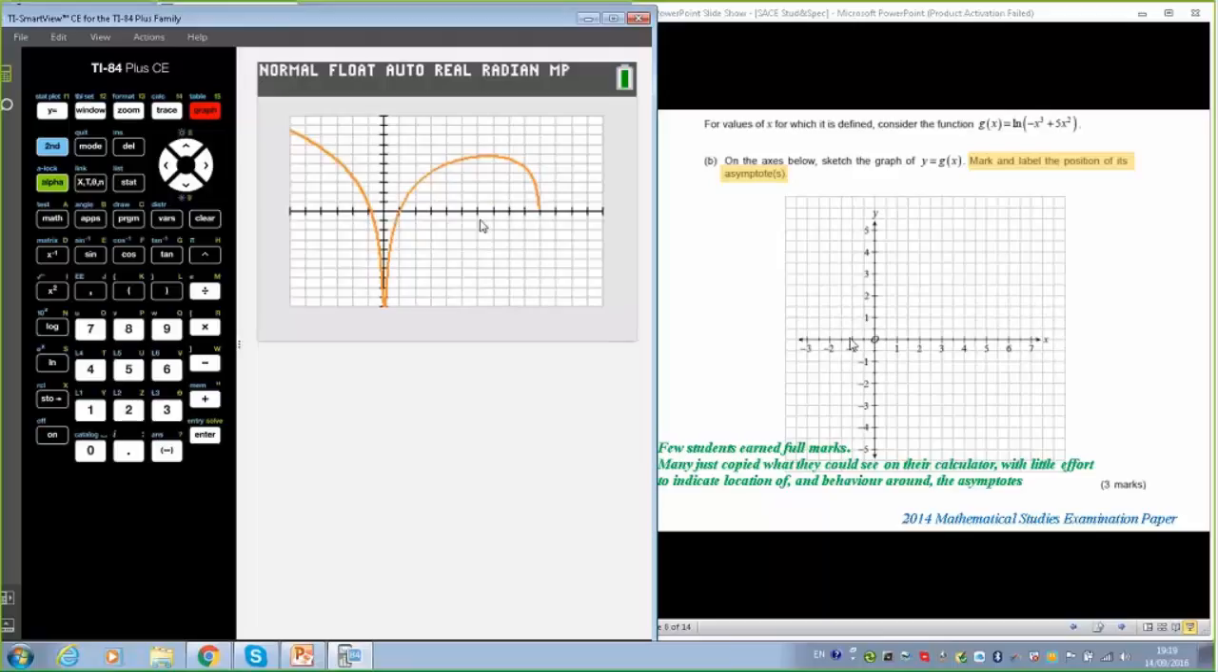Mark those. They can see it off the graph as well, but they could actually find the exact values of those if they want to, which I've already shown. I'm not going to show it again. And it does give a massive hint that there's an asymptote.